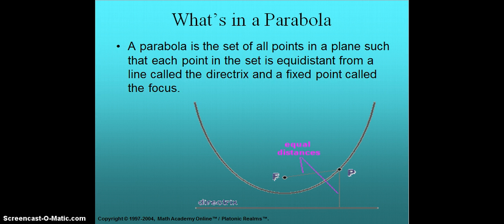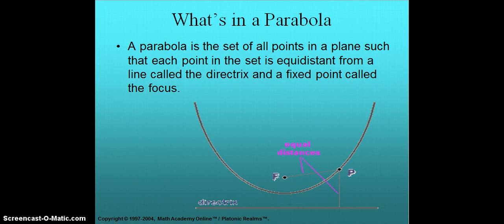So what does that mean? What is the conic version of a parabola? Well, it says that a parabola is a set of all points in a plane such that each point in the set is equidistant from a line called the directrix. So here is the directrix for this parabola. And a fixed point called the focus. So here is the focus. So every point on the parabola has the same distance from the focus that it is from the directrix. That's what this is saying.